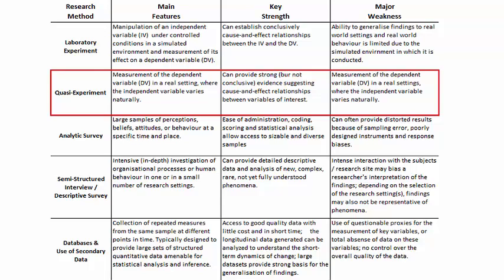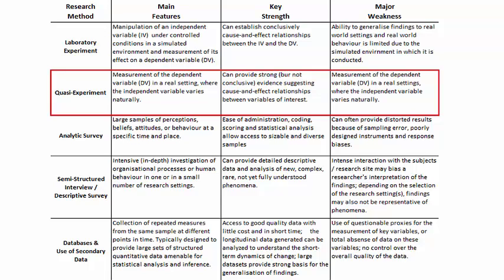The key strength of the method is that it can provide strong but not conclusive evidence suggesting cause and effect relationships between the variables. The major weakness is that the findings are not conclusive because of the quasi component of the experiment.